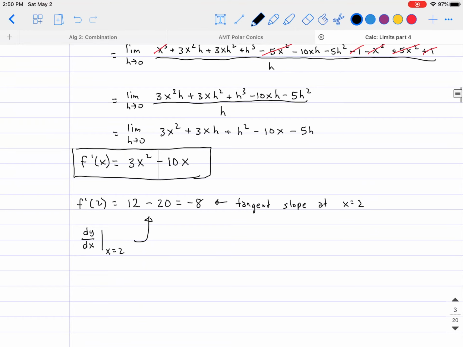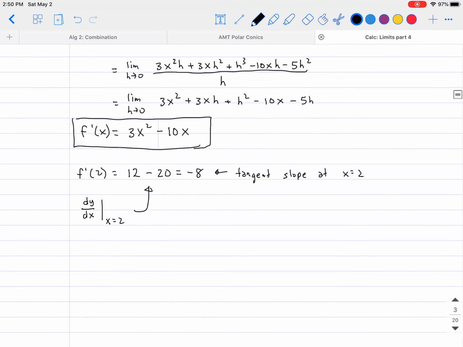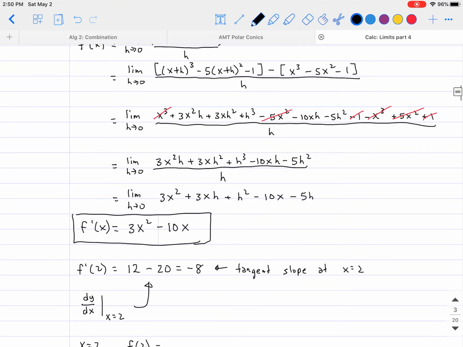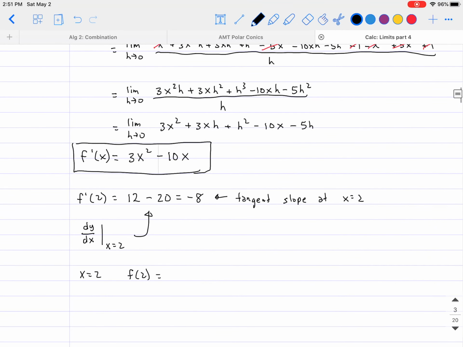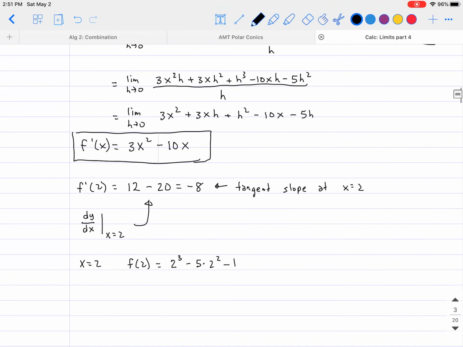Let's see, we are not done because I want the equation of a tangent line, so that means that I need a point to work with. At x equals 2, my original function, I'm going to go ahead and plug it in to see what the y value is. I am going to plug it in over here, which is supposed to be x cubed, so that's going to be 2 cubed minus 5 times 2 squared, and then minus 1, because that was my original function.